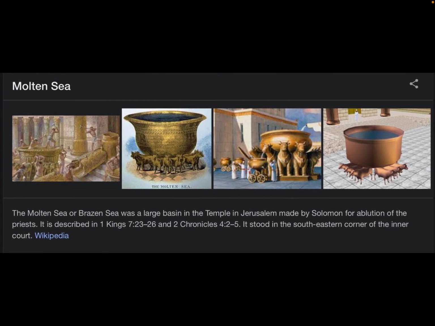The molten sea, interestingly, the molten sea or the brazen sea, was a large basin in the Temple of Jerusalem made by Solomon for the ablution of the priests.